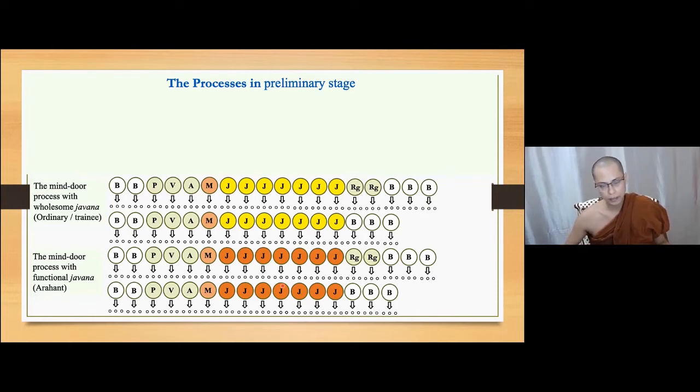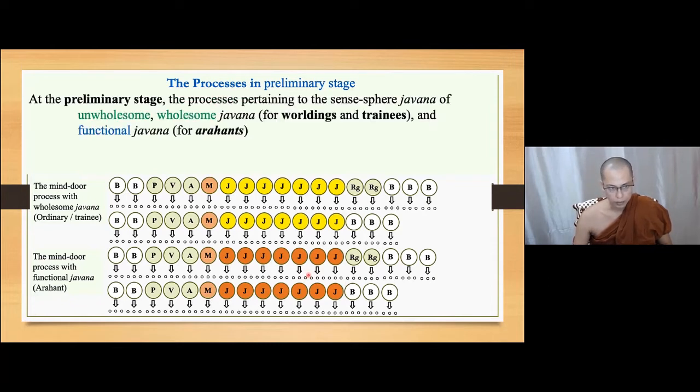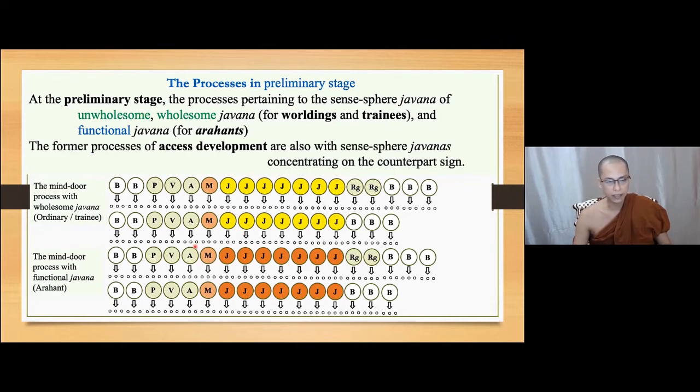And after the attainment of arahatship, they need to practice. Then at that time, focusing on the meditation object, the functional consciousness, the functional jhana process will arise. And this is how, at the beginning level, the preliminary stages, the wholesome and unwholesome jhana for the worldling and the functional jhana for the arahat will arise in this way. So this is the preliminary stage and the formal stages of the asset development.